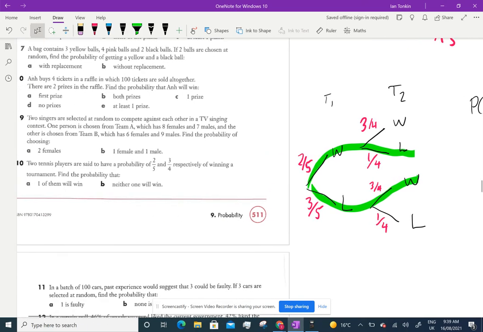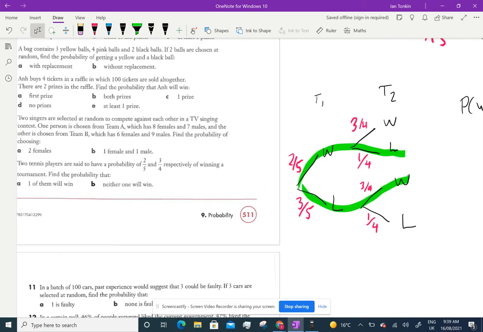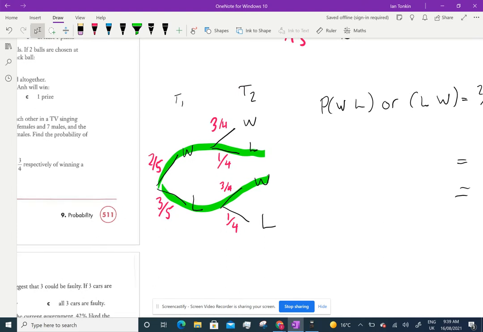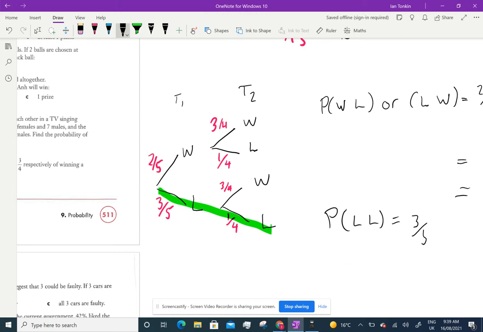What's the probability that neither of them win? Well, that's easy. I'm just going to get rid of these, that and that. The probability that neither wins is that. So they both lose. Probability lose and lose: 3 on 5 times 1 on 4, 3 on 20. All right.